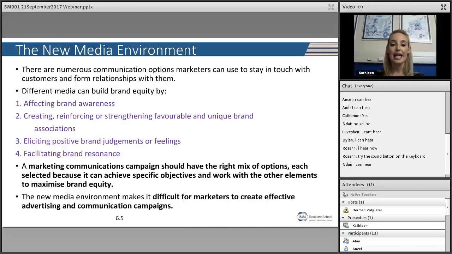The new media environment makes it quite difficult for us as marketers to create effective advertising and communication campaigns, simply because of the additional complexity. The more options you have, the more difficult it is to find this specific mix. And because we have all of these additional communication channels, we have what we might refer to as fragmentation. And fragmentation is when your big market gets split up into smaller sections and a whole bunch of little segments of the market.